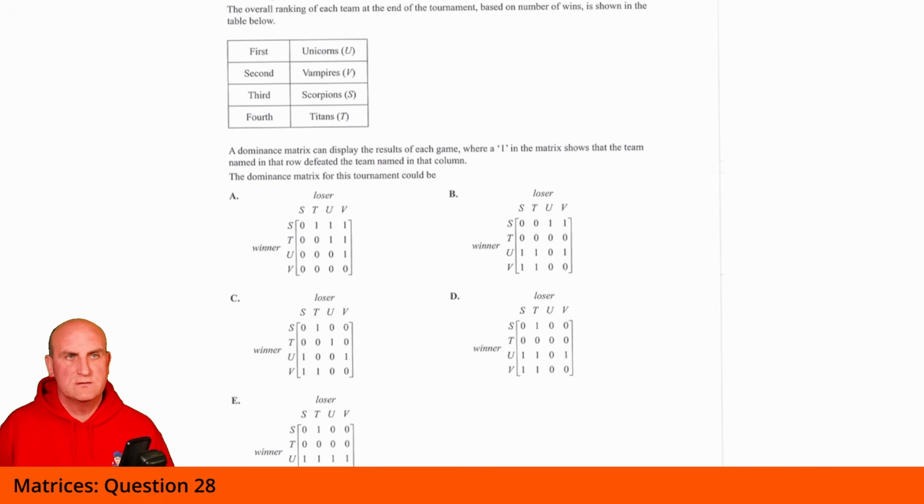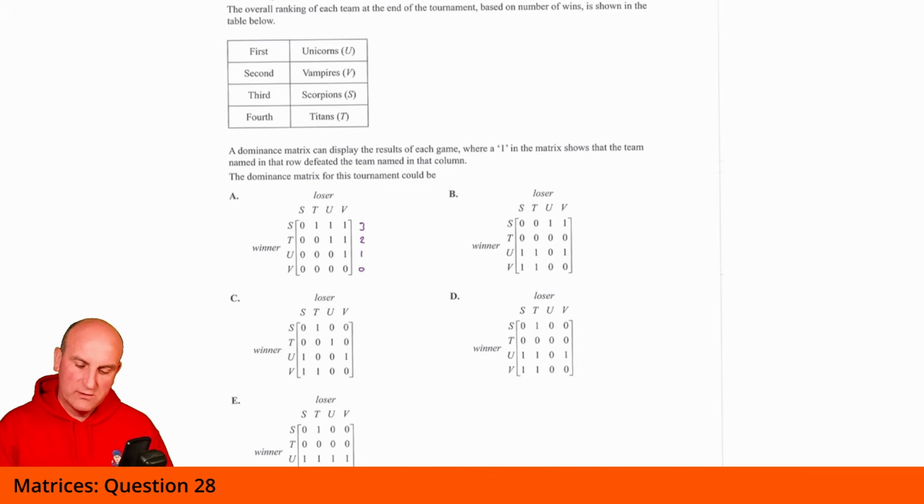So S has got 3 wins. Right, what I'm going to do here is just look at that. S has got 3 wins, T has got 2, U has got 1, V has got none. So in that situation, we'd have S, T, U, and V. Nope, that doesn't seem to work. All right, so let's have a look at the next one.